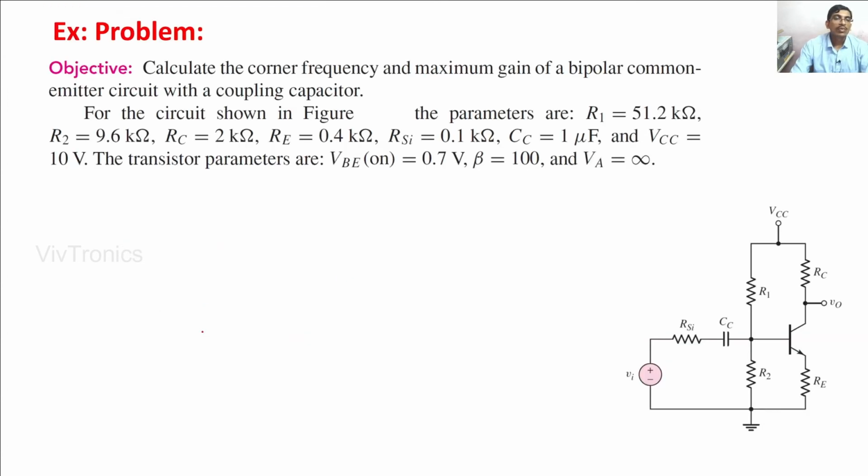Let us see one example problem regarding this. Calculate the corner frequency and the maximum gain of a bipolar common emitter amplifier with a coupling capacitor.